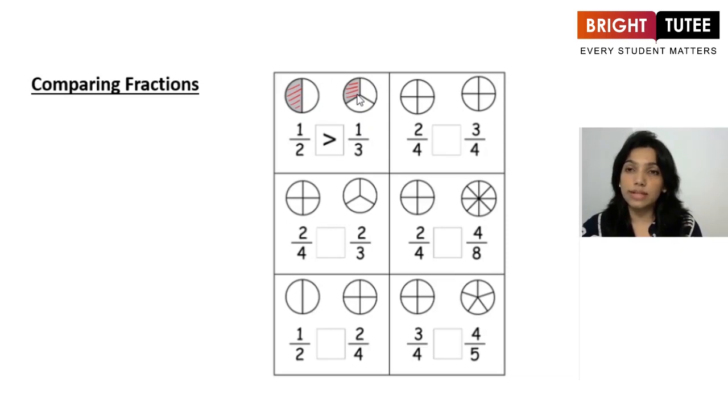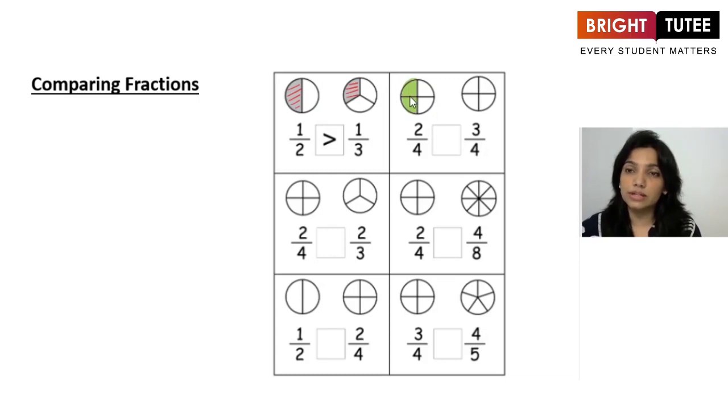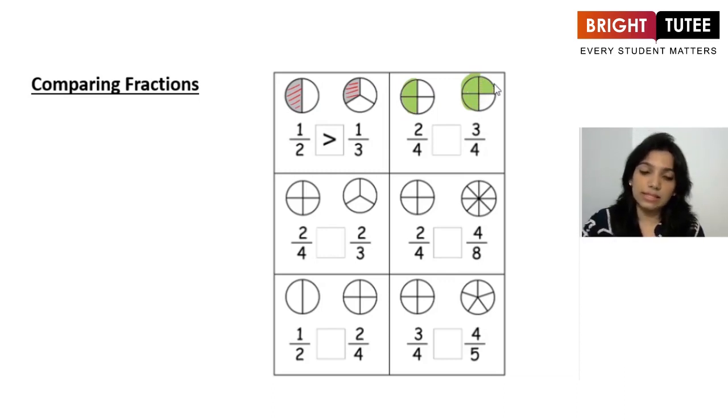Now let's do the next one. It is 2 over 4 and 3 over 4. Let us shade this part. We are going to shade 2 parts out of 4. If I'm shading 2 parts out of 4, it is exactly half. Now let me shade 3 parts out of 4. Shading 3 parts out of 4, what do you see? Obviously, the second image is definitely bigger.